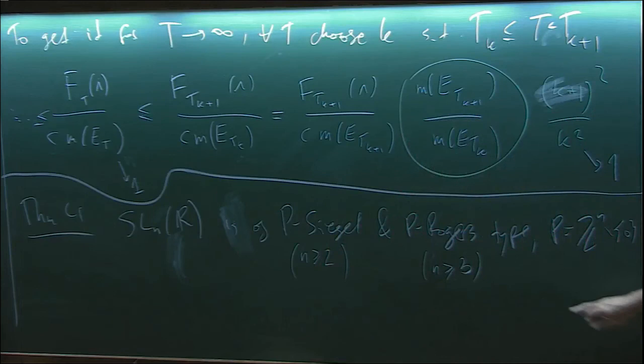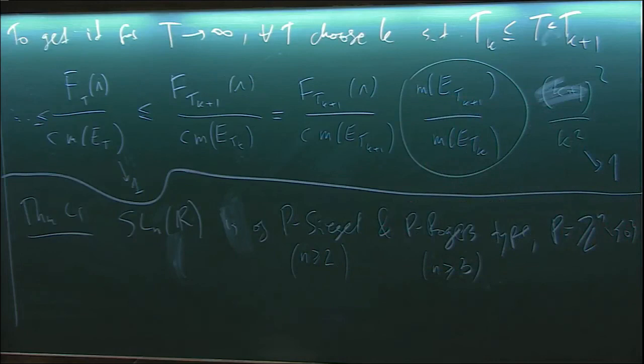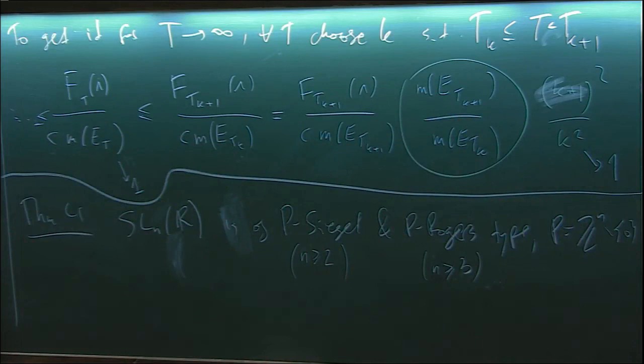Okay, so this is of course very classical. This is exactly what was proved by Siegel, and this is exactly what was proved by Rogers. He had much more sophisticated methods, which I don't want to go through. Since it's a lecture course, let me indicate how this is done. Proof. Okay. Any questions?